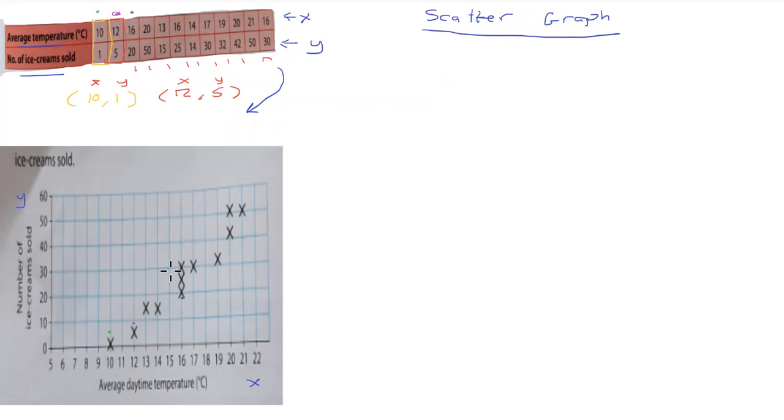Now, what this can be used to do is show the relationship between two sets of data. So in this case, it's used to show what's known as a correlation, if there's a correlation. And correlation just means relationship. So it's the relationship between the sets of data.